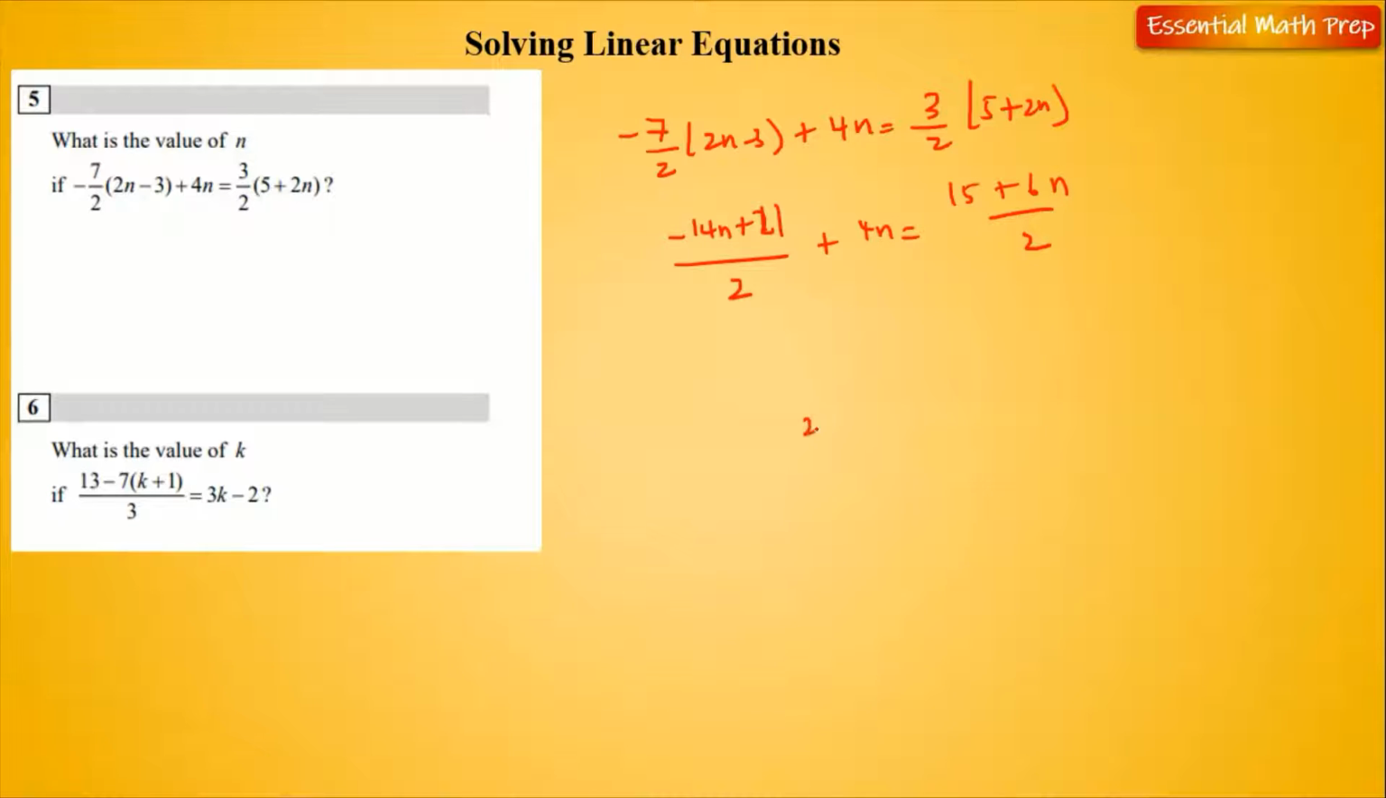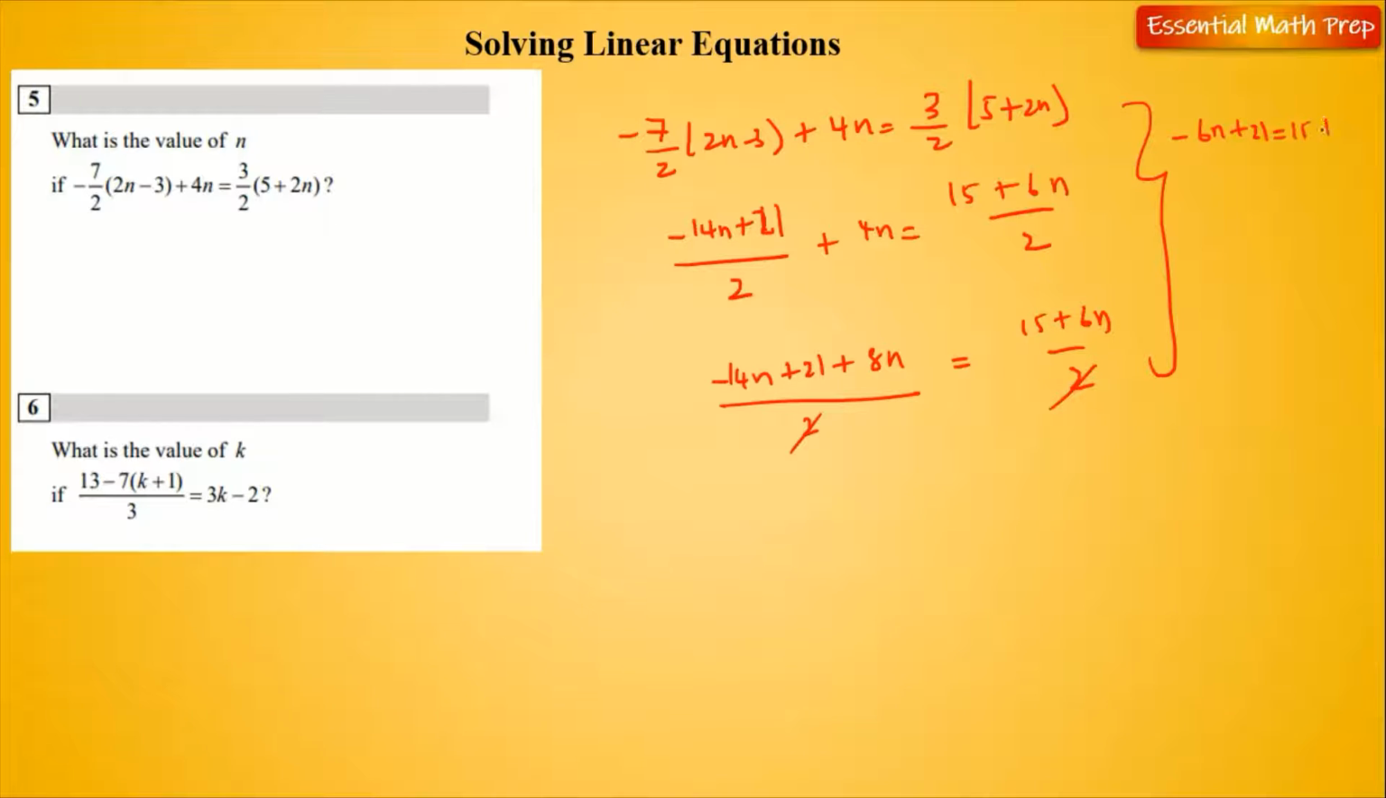So if I take 2 as a common denominator here, it'll be negative 14n plus 21 plus 8n equals 15 plus 6n, all over 2. Why? So that I can cancel out the denominator. That would leave me with, on this side, negative 14n plus 8n, which is negative 6n, right? Plus 21 equals 15 plus 6n.